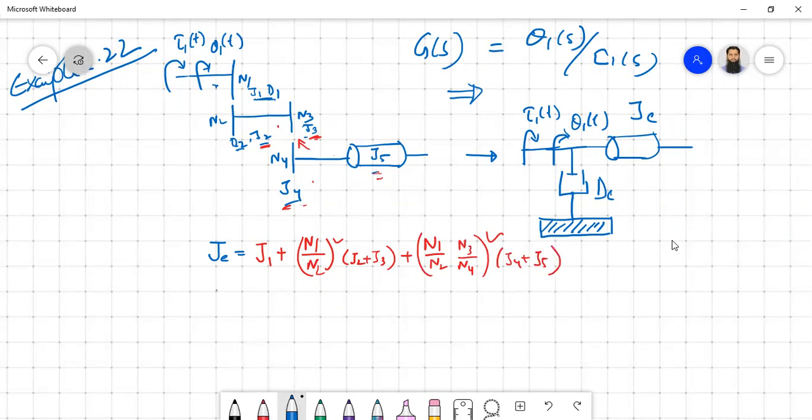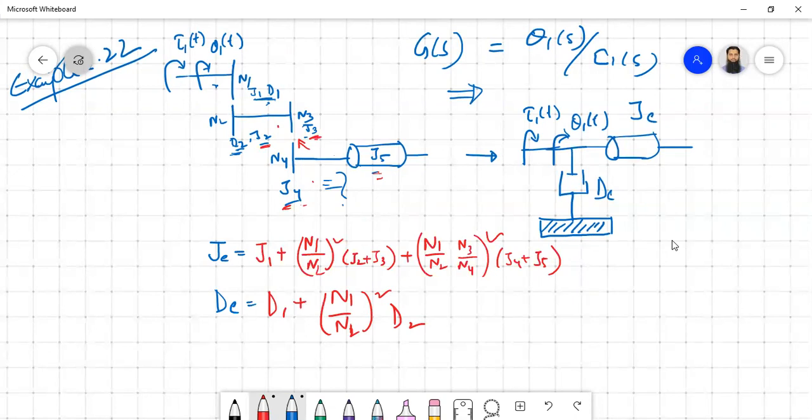Similarly, you have to figure out D equivalent. In the third level there is no D. Only in the second level you have one, and in the first level. The first level will be as it is. So D1 plus, from the second level to the first level, N1 by N2 whole squared into D2.